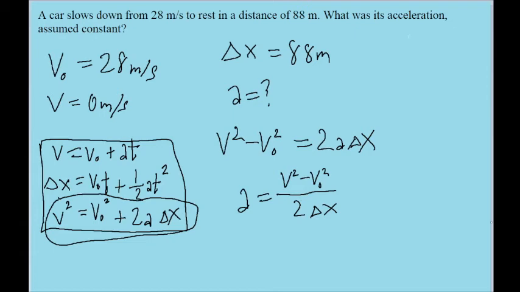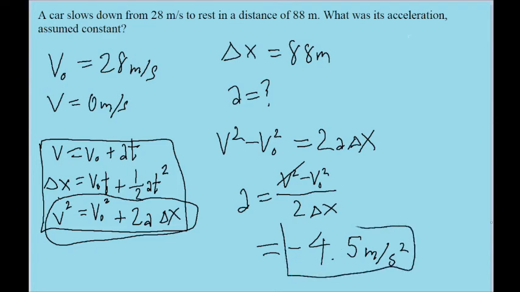Now all that's left is for us to plug in our numbers from the problem: 28 meters per second for v naught, and the v squared will disappear because v is 0, so it just becomes negative v naught squared. And if you put all this into your calculator, then you should find an acceleration of negative 4.5, I'm rounding a little bit here, meters per second squared.